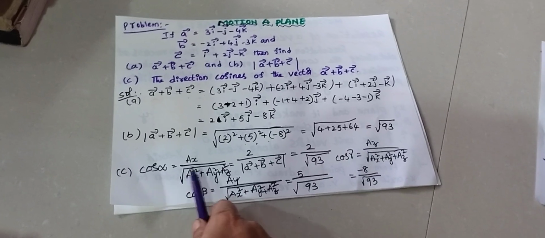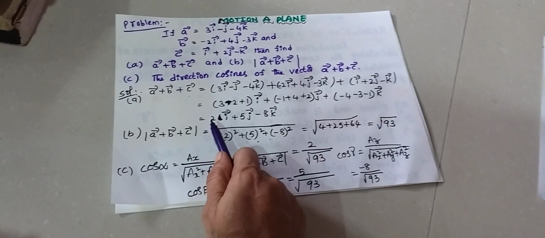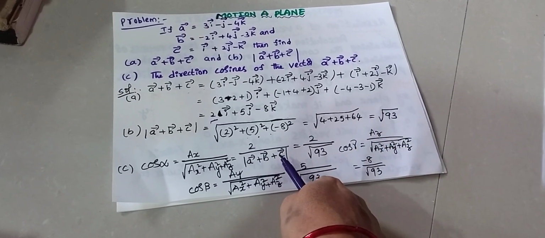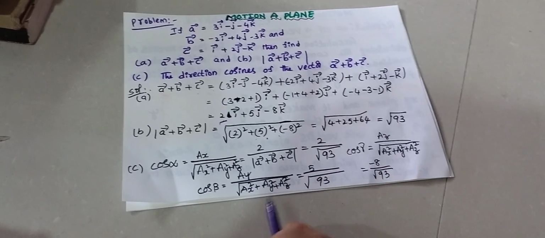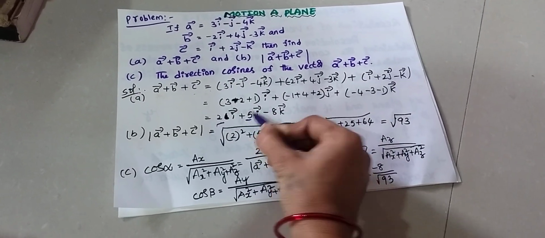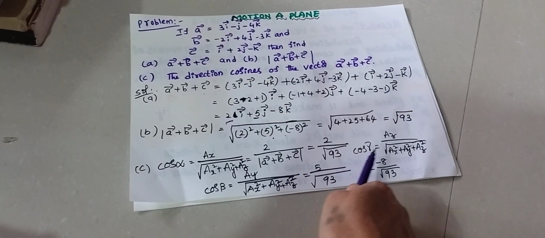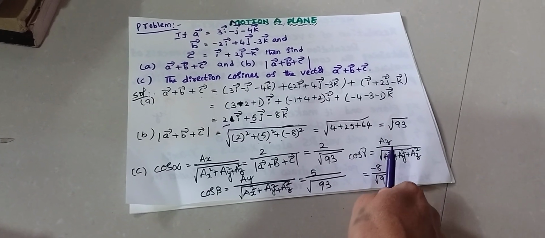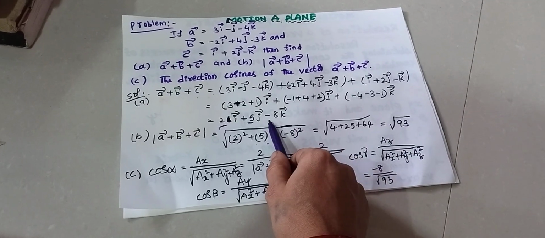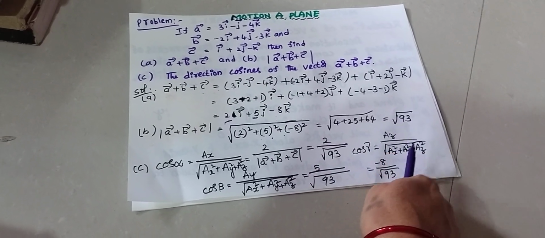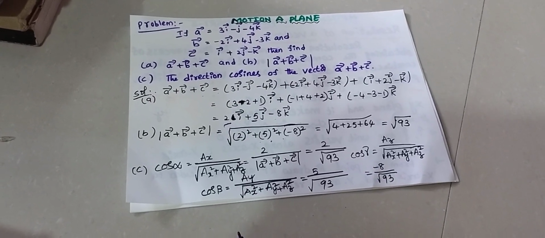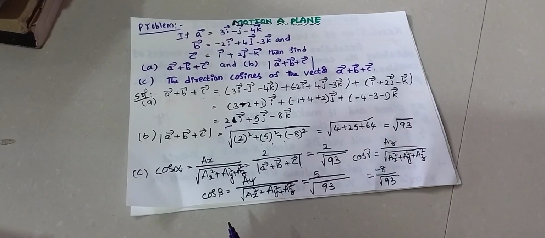Next, cos alpha is equal to Ax, which is 2, by root of 93. Cos beta is equal to the y component, which is plus 5, so 5 by root 93. Cos gamma is equal to Az by root of Ax square plus Ay square plus Az square; Az is minus 8, so minus 8 by the resultant vector root of 93. This is the direction cosines of the vector A bar plus B bar plus C bar.